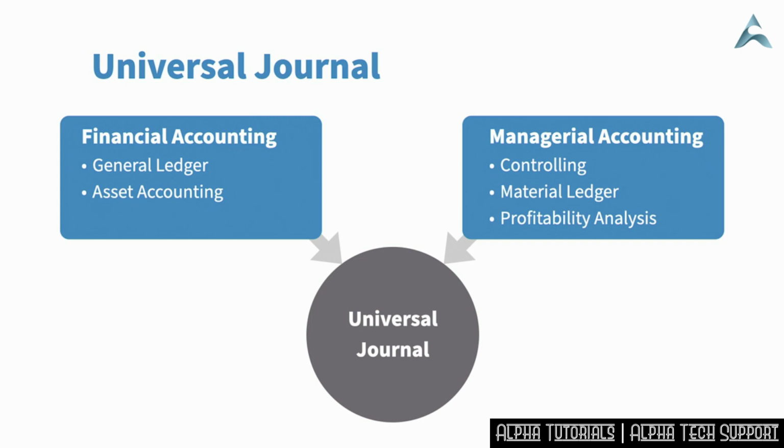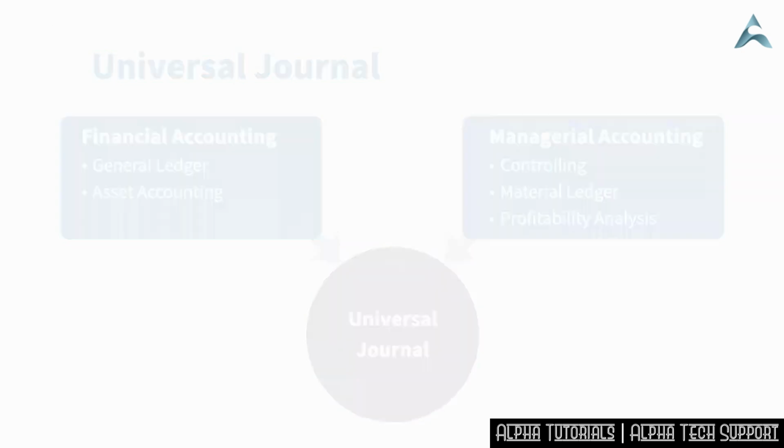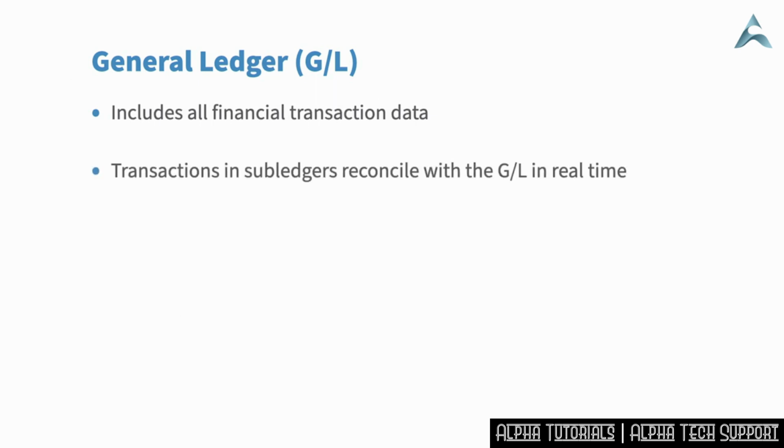With permanently reconciled financials, the Universal Journal helps our business assess current data and generate reports that are more robust than ever. Now we'll drill down a little further and talk about the general ledger, or GL. The GL provides a complete record of financial transactions at a company. Transactions are recorded in financial subledgers and are reconciled with the general ledger in real time. With the added functionality of the Universal Journal, management accounting transactions also post in the general ledger.